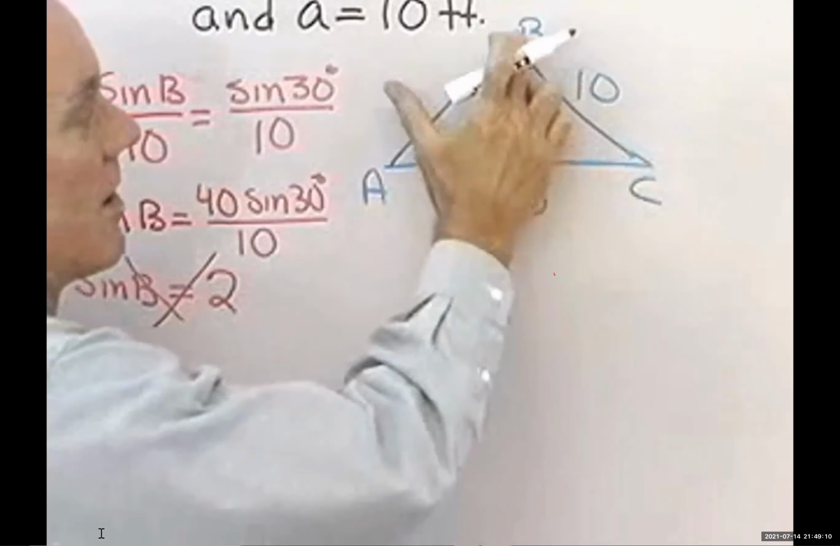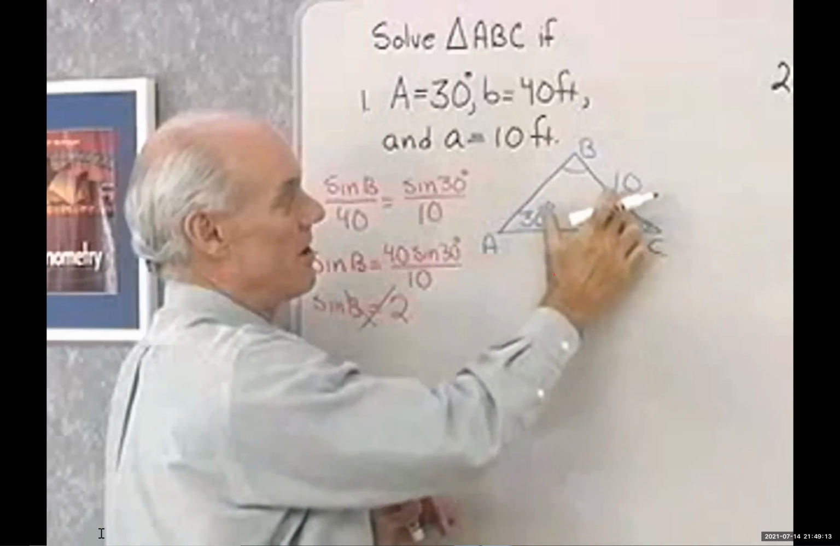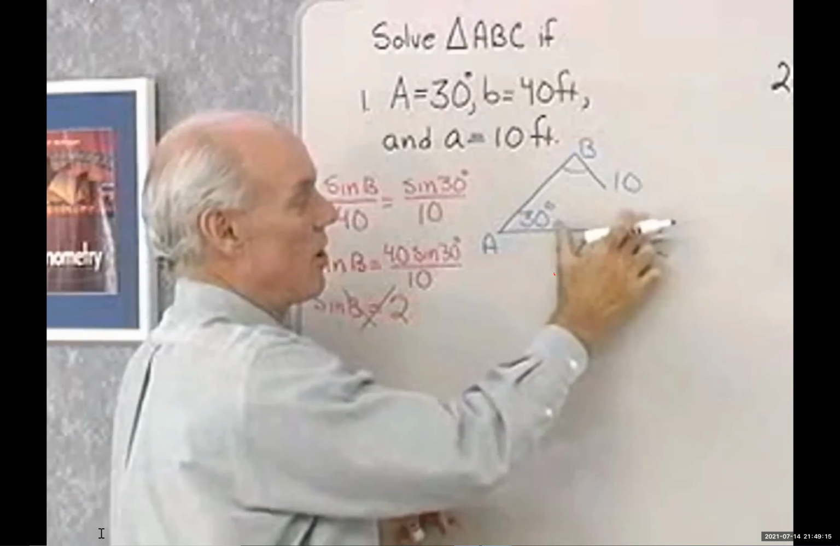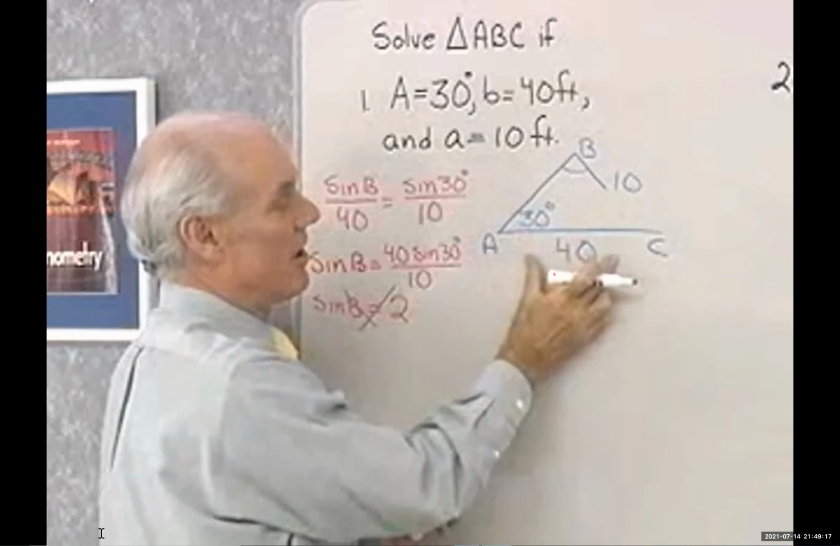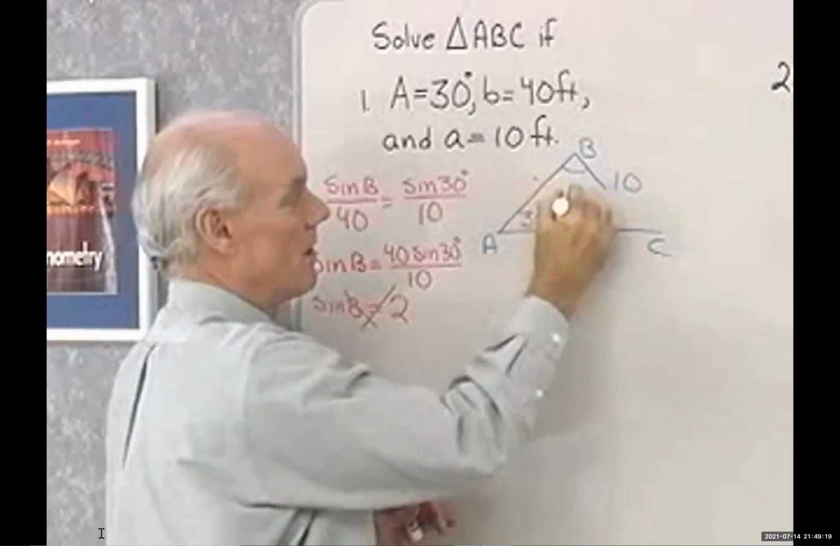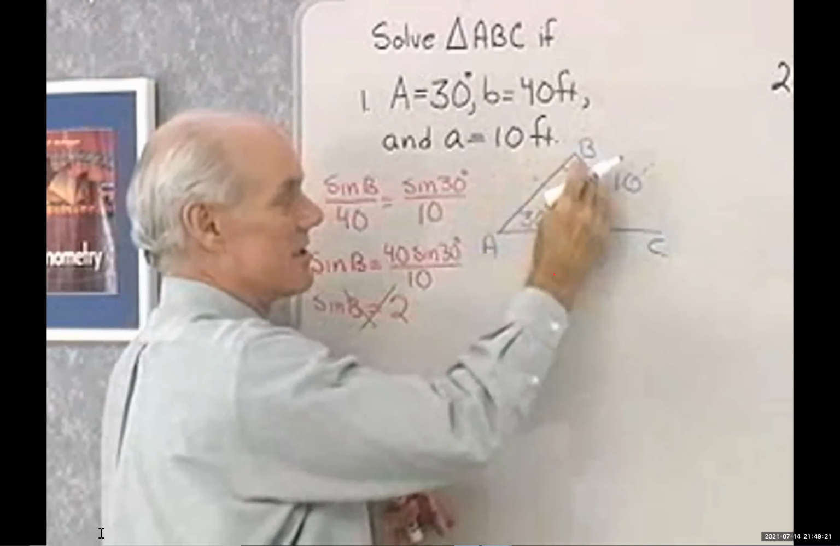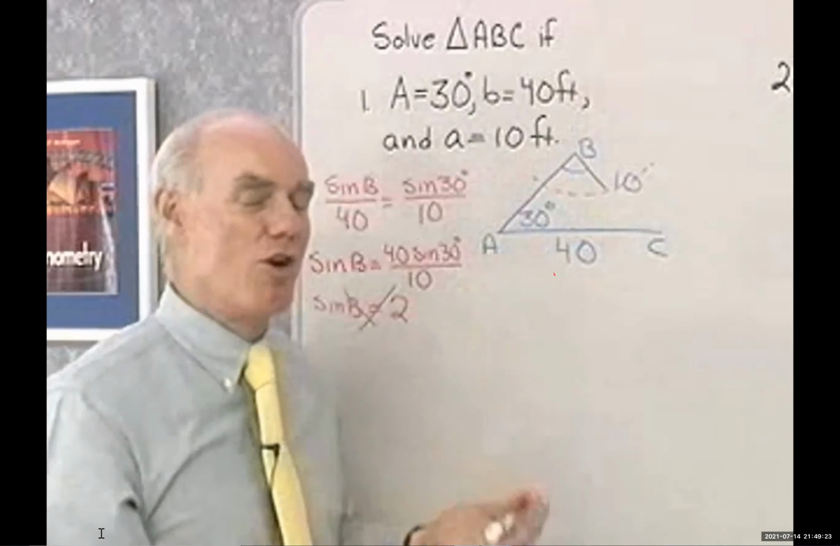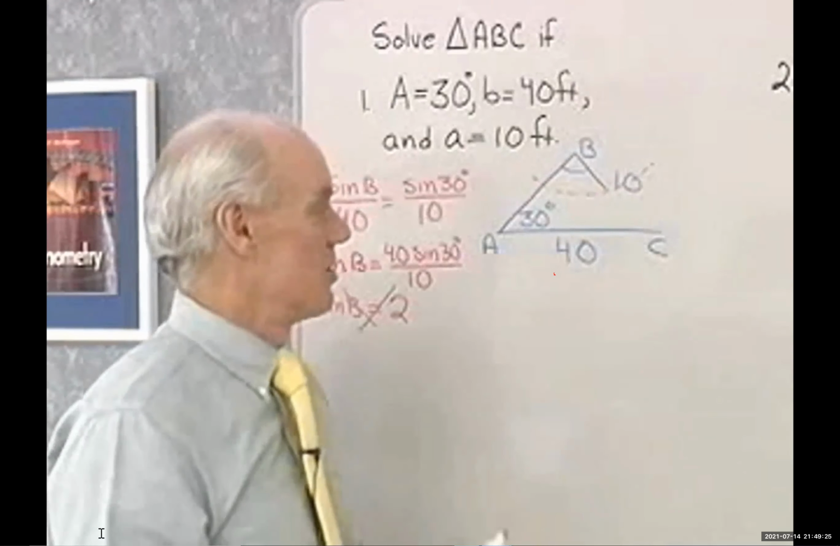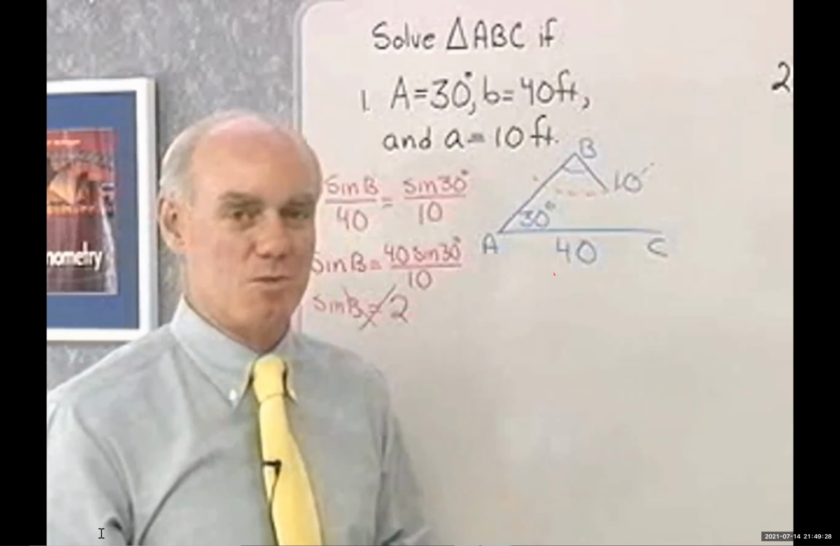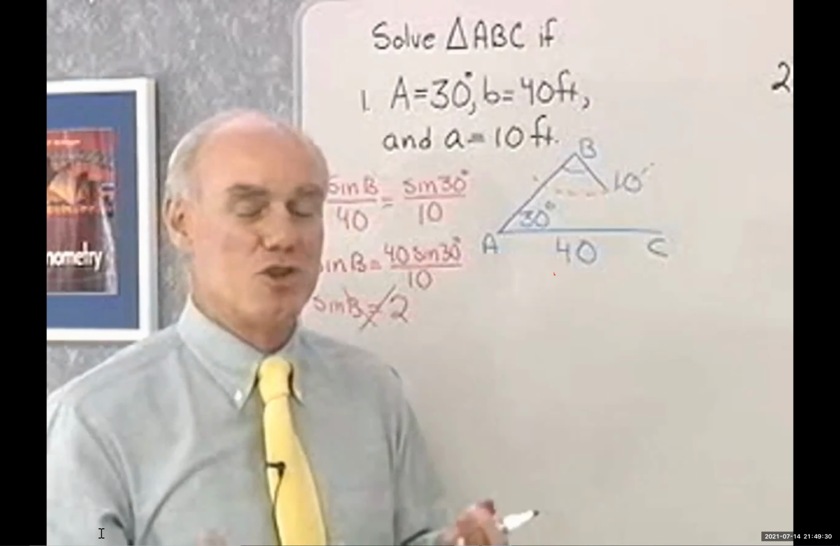And here's what's wrong. This side a of 10 is so small compared to this angle and this side that no matter where I put it, like this, I can never reach this side right here. So no triangle fits this description. So this is one case of the ambiguous case in which the given information yields no triangle.